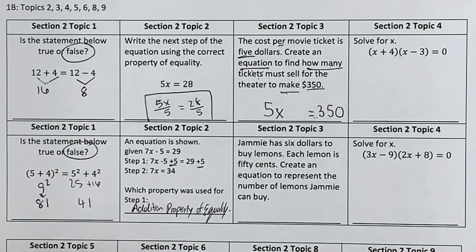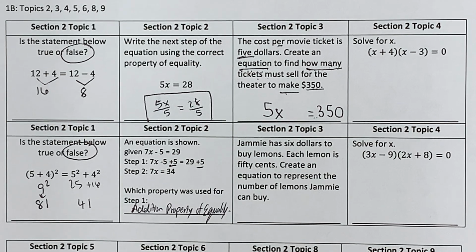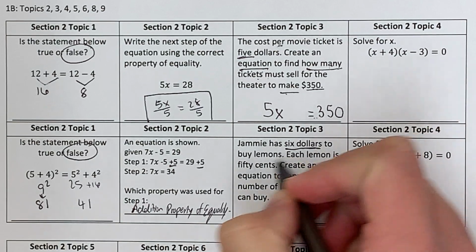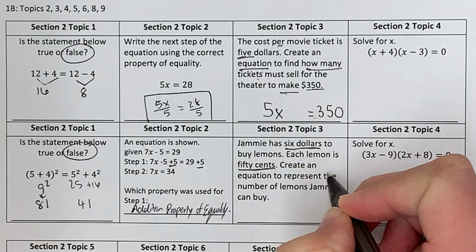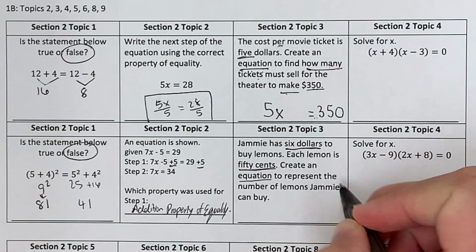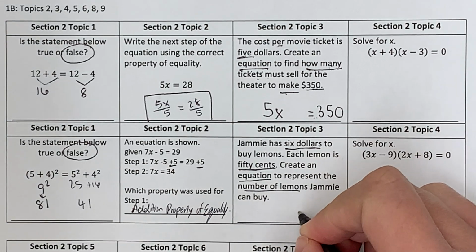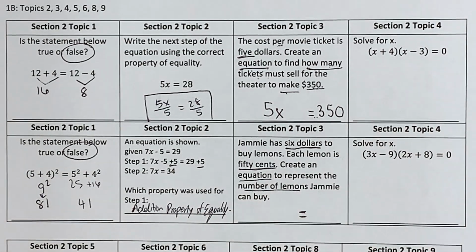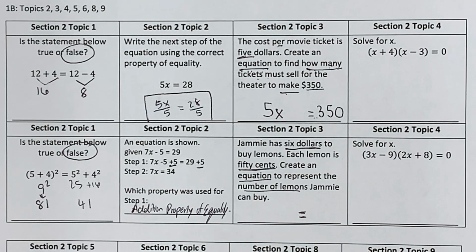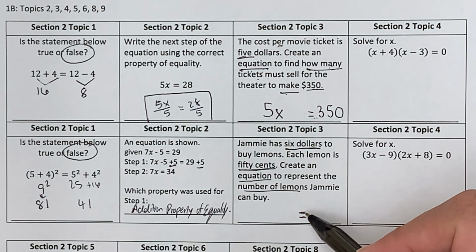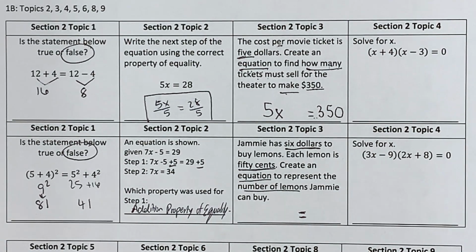Okay, next one. Jamie has $6 to buy lemons. Each lemon is 50 cents. Create an equation to represent the number of lemons Jamie can buy. So she has $6 to buy lemons. Each lemon is 50 cents. Create an equation to represent the number of lemons Jamie can buy. So this is an equation, so we're going to put our equal sign down in there. If it was an inequality, we would do the inequality sign. We'd have to figure out which one. And if it was an expression, we would not be putting in an equality sign or an equal sign.